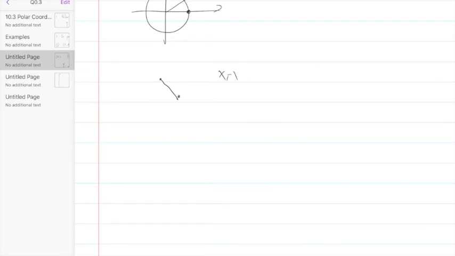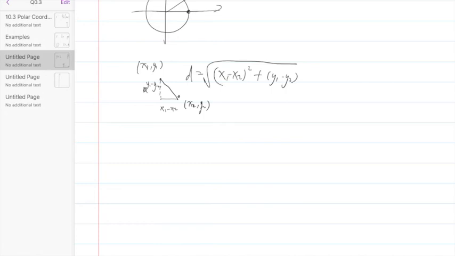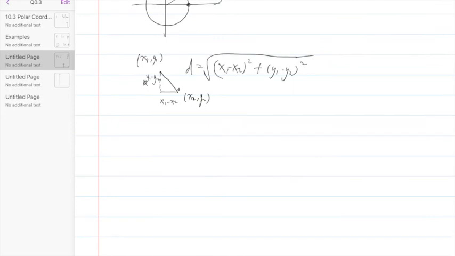Next, let's talk about the distance formula. If you have 2 points, what is the difference between them? For rectangular, it's super easy. It's just the Pythagorean theorem. If you have (x1, y1) and (x2, y2), you simply take x1 minus x2 and y1 minus y2 to give you the horizontal and vertical, and then you use the Pythagorean theorem.